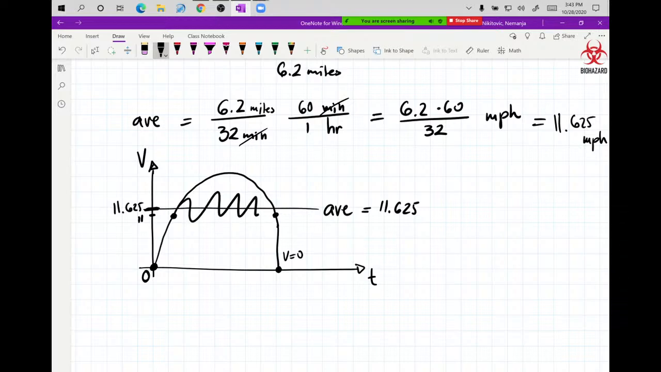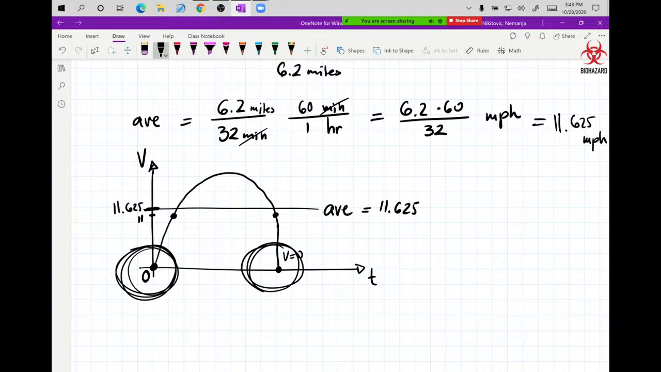The runner could have been doing this and having that speed 15 or 20 times or whatever. But the trick is that the speed is guaranteed of 11 miles per hour twice because the runner started at 0 speed and ended with the 0 speed. So in that case, you have the average speed of 11.625 tell you that 11 miles per hour was the speed achieved at least twice.